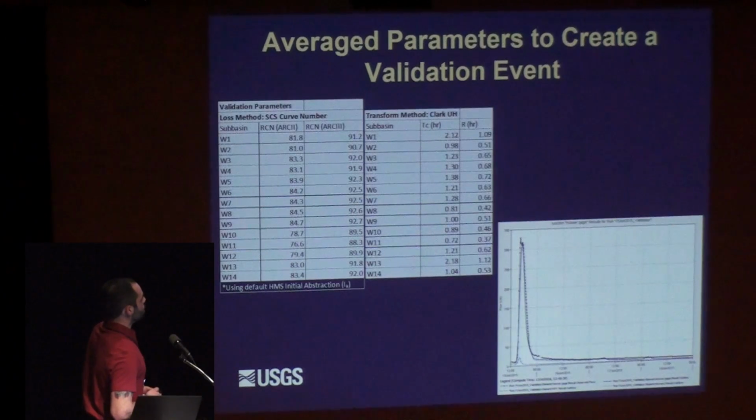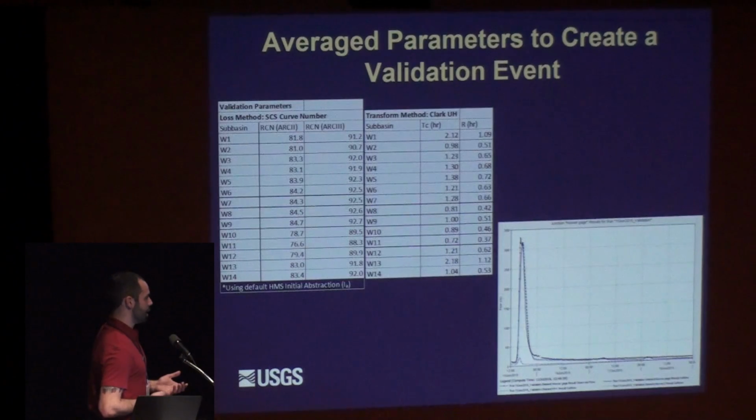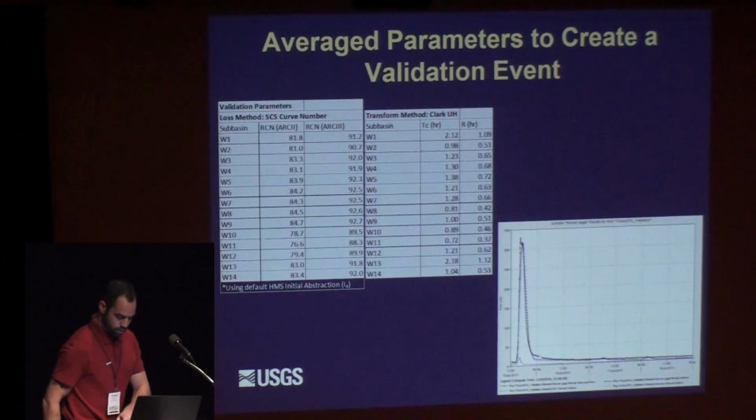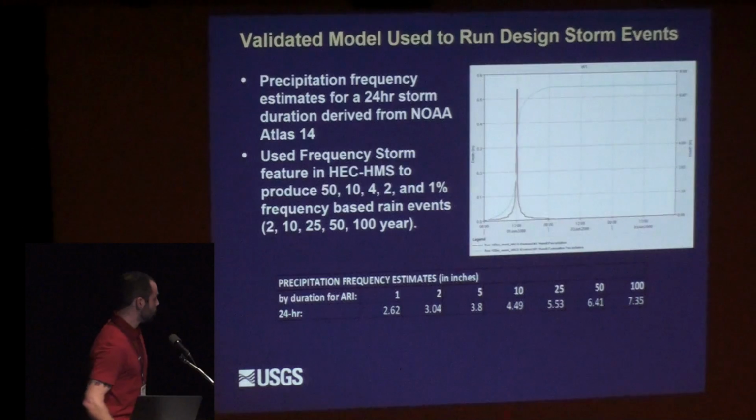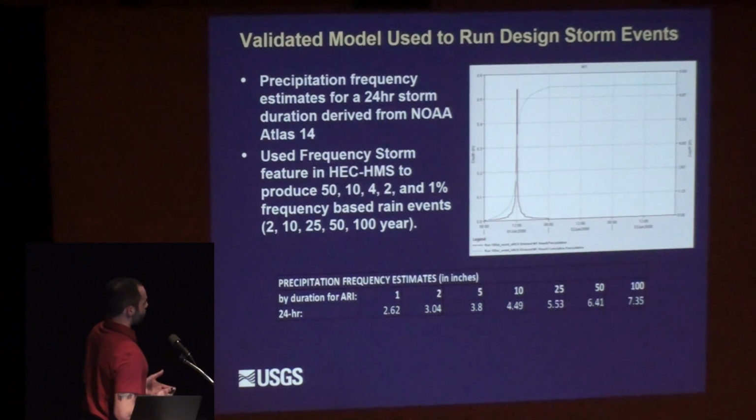And here you can kind of see how I was able to match the hydrograph with the runoff model. The black line with the dots, that's our measured data coming from the gauge, and then the blue line that follows it, that's what the output is from the HMS model. So like I said, once I was able to calibrate to those 4 events and average the parameters, then we have a validated model.